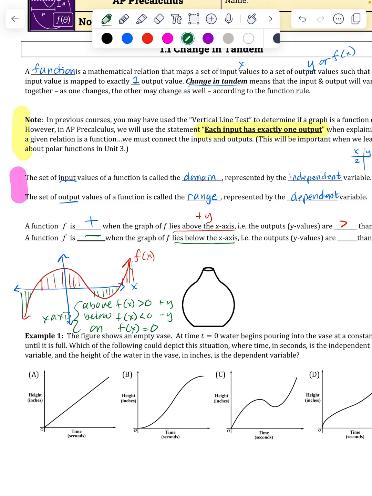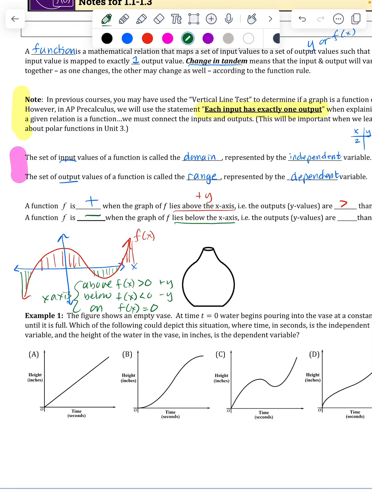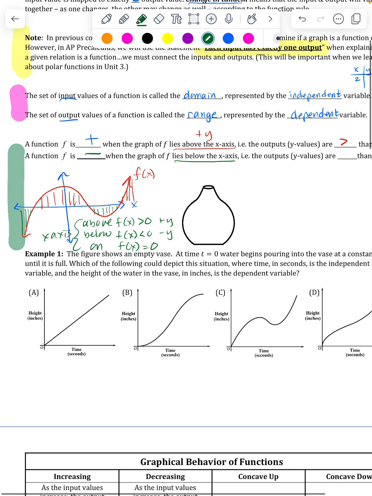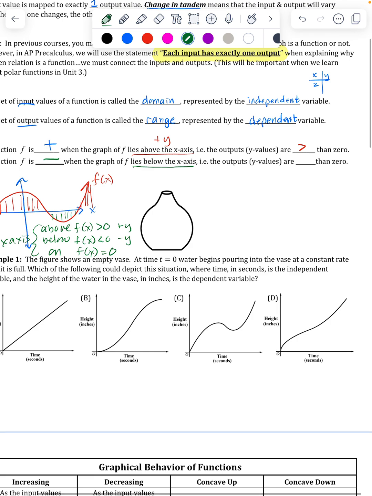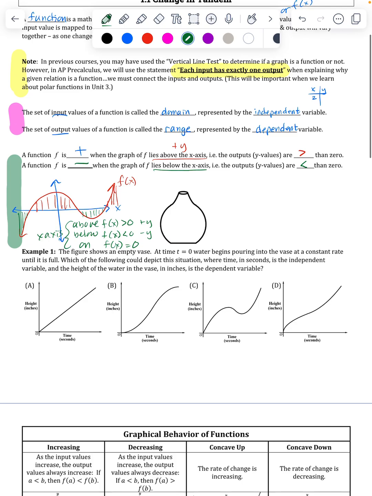So I'll let that concept sink in, and I'm going to highlight that green concept so I know where to look for it. All right. This little weird, oh, I didn't finish, sorry. It says that it lies below the x-axis and the outputs are therefore less than 0, because you're talking about positive or negative. So anything above the x-axis has a positive function value, and anything below is a negative value.